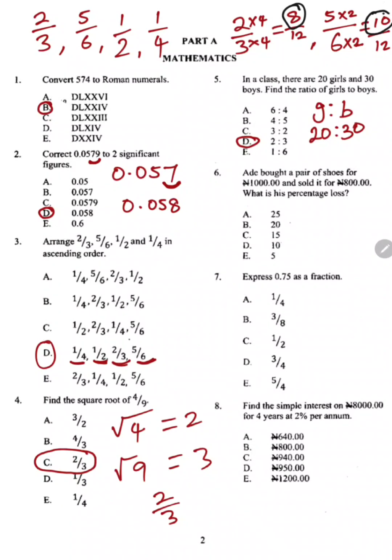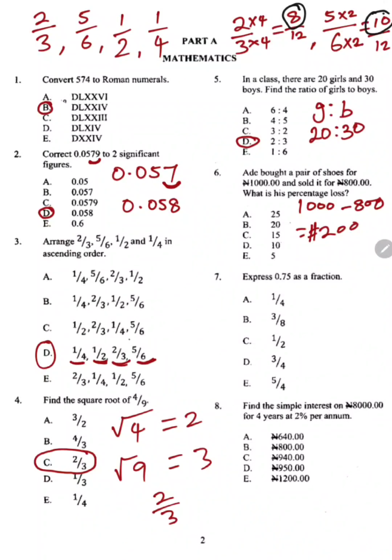Next it says, Ade bought a pair of shoes for 1,000 naira. That's a Nigerian currency. He sold it for 800 naira. What is his percentage loss? To find the percentage loss, I'm going to first subtract the amount he sold it for from the original price, and that would be 1,000 minus 800. This gives me 200 naira.